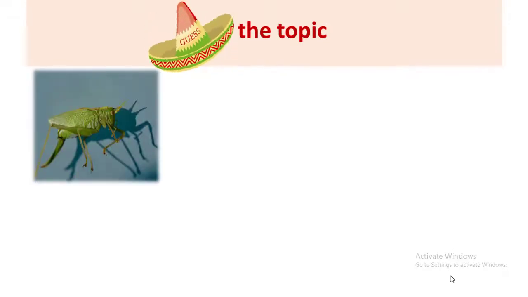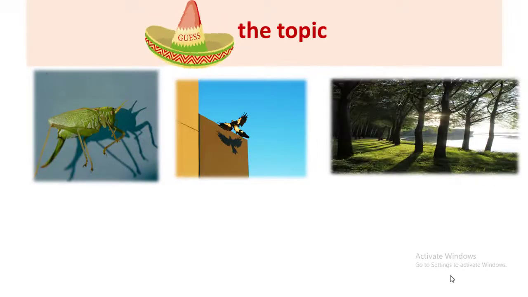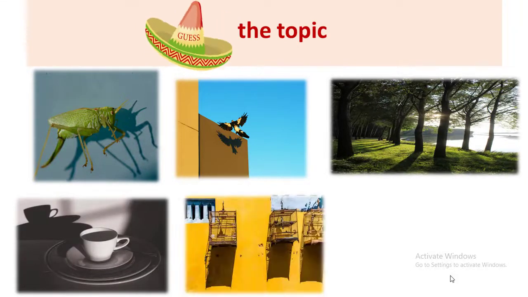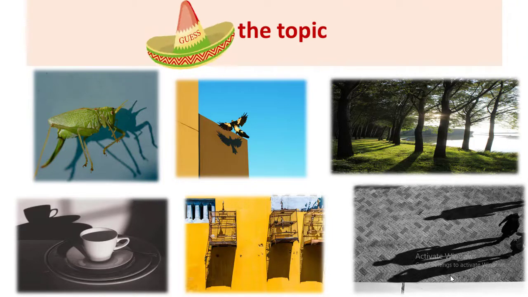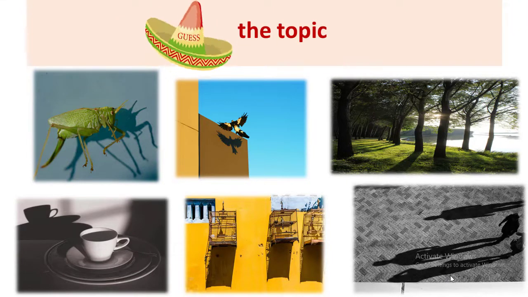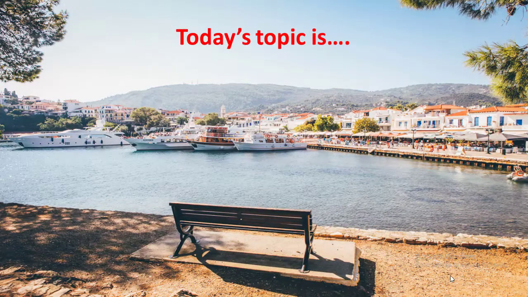So here you can see an insect, a bird, some trees, a cup of tea, some cages, some people. Okay, now, did you observe anything else in these pictures except the real things? Did you notice anything else in all these pictures? Yes, it's their shadow. All of these things are making their shadow. And this is what we are going to discuss in our today's topic. So our today's topic is shadow, its size and its position.